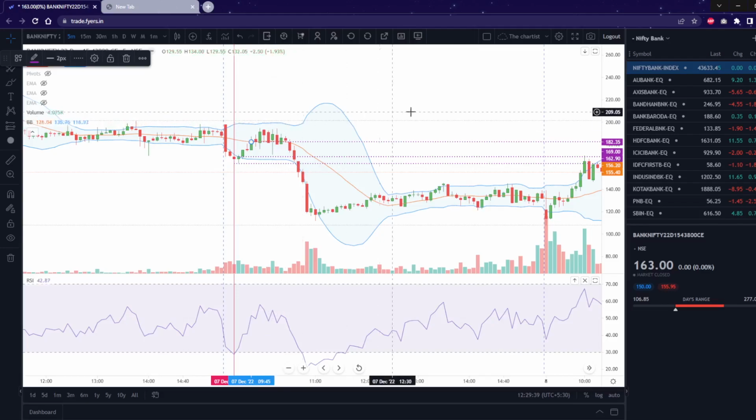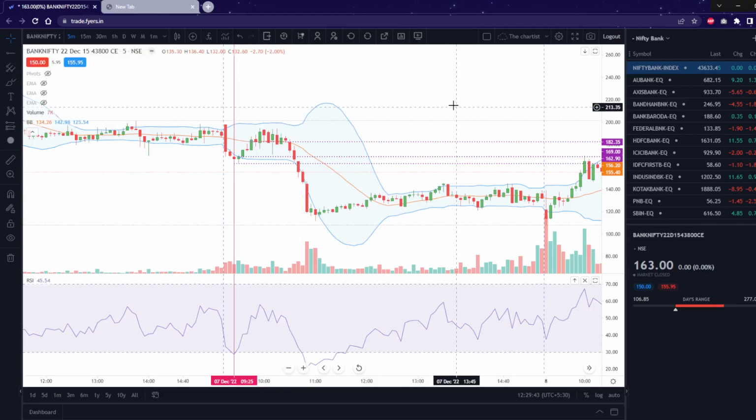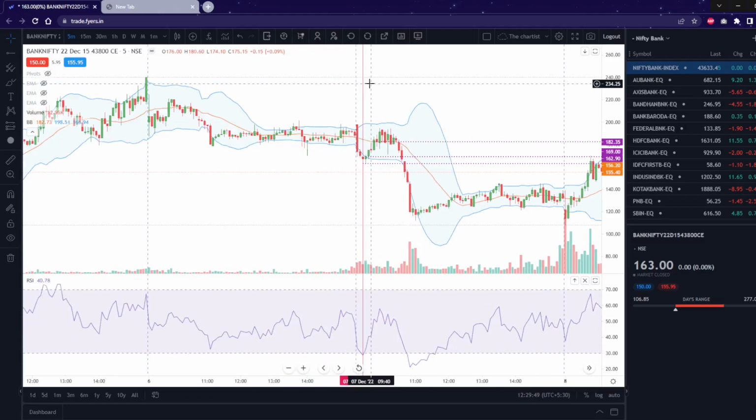That is how you can go along with this particular strategy. Now what we'll do is, as of now we have taken just one example of a call option. Let me also show you one more example of a put option, right?